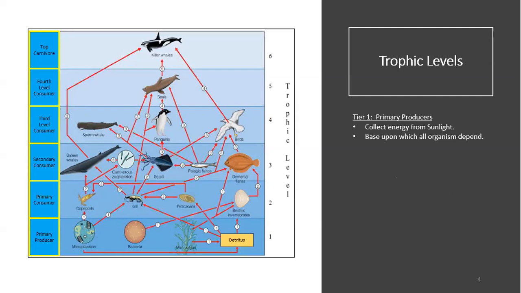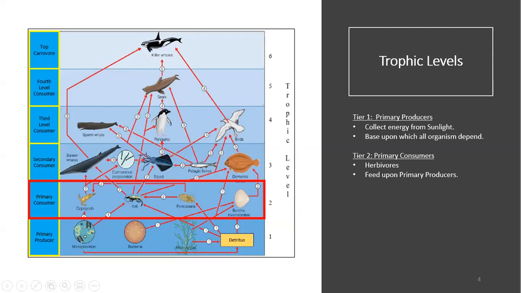The trophic levels. Tier 1, primary producers. Primary producers collect their energy from sunlight, and they provide a base upon which all organisms depend. These may include microplankton, bacteria, microalgae, and detritus. Detritus refers to the recently dead microorganisms that various consumers feed upon.